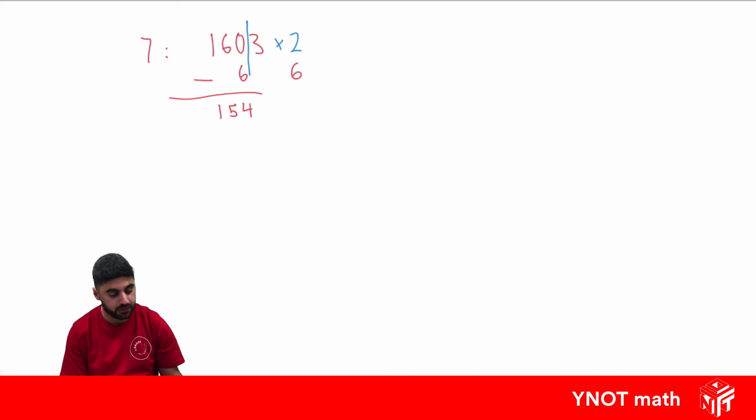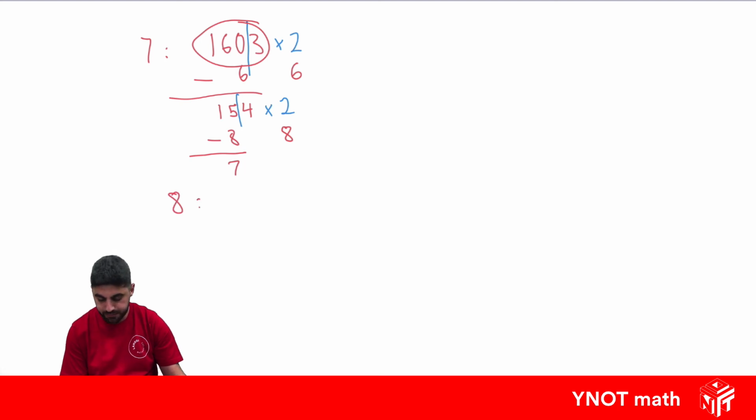But if you didn't know if 154 was divisible by 7, we can go again. So take off the last digit, double it, so times it by 2, gives us 8, and we subtract 8 from the remaining digits. So now we're going to do 15 minus 8, which is 7. And we know 7 is divisible by 7, which means the original number of 1,603 is divisible by 7.